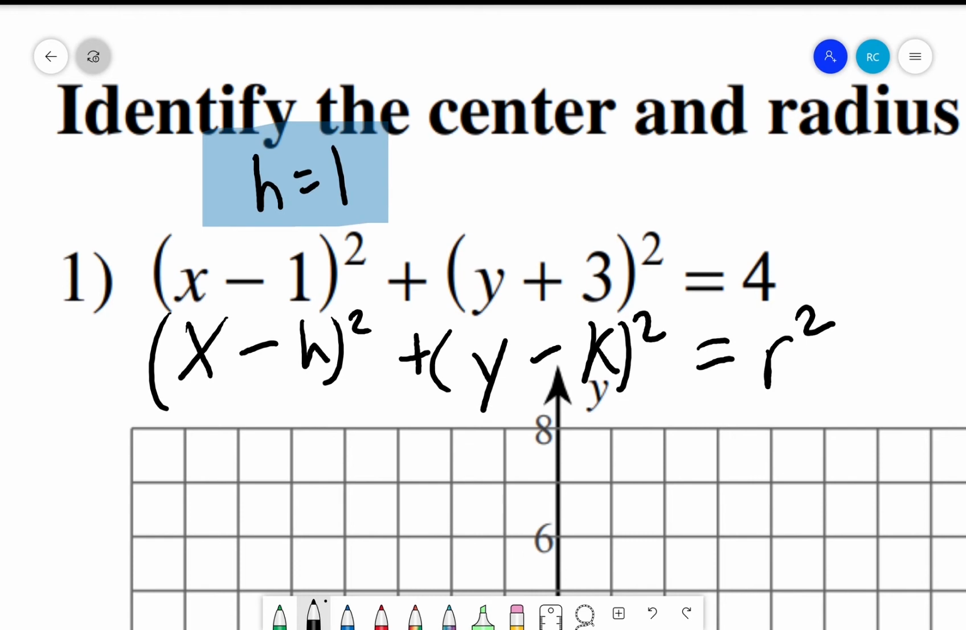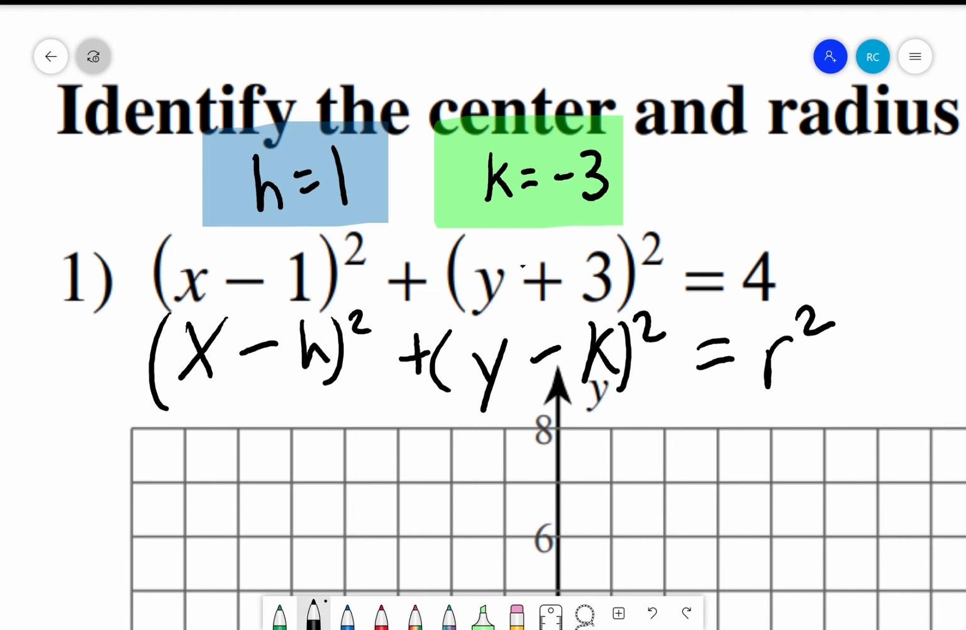With that in mind, let's take a look at k. If y minus k is the same thing as y plus 3, well then that y plus 3 is actually y minus negative 3. We can all agree that that's the same thing as y plus 3, I hope. So if y minus negative 3 is the same as y minus k, then k must equal negative 3. This is where that weird opposite thing that I've had a hard time explaining the entire semester comes from.